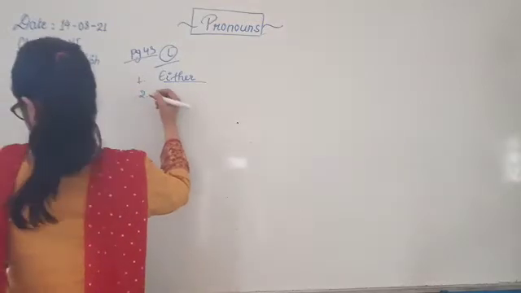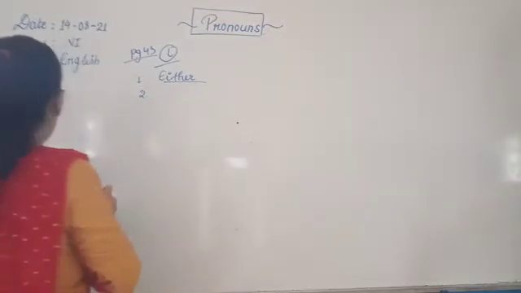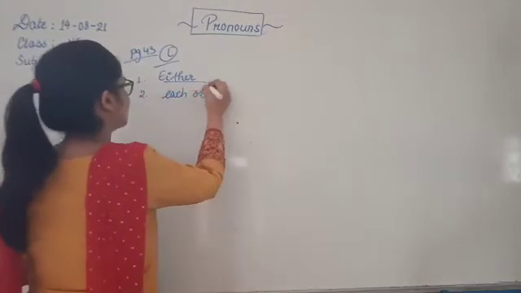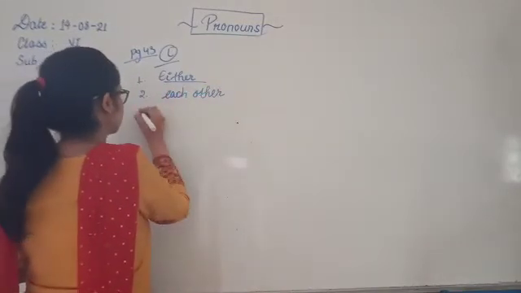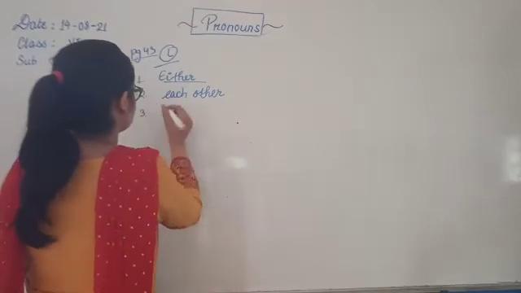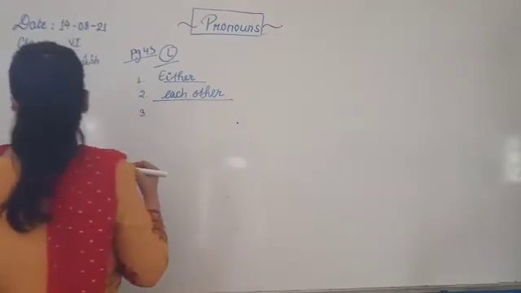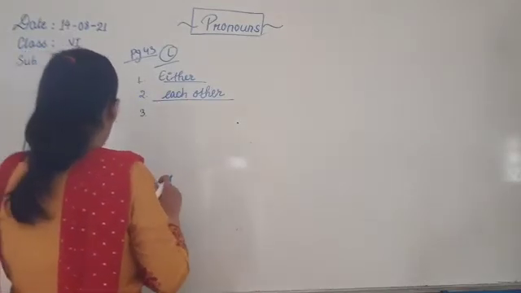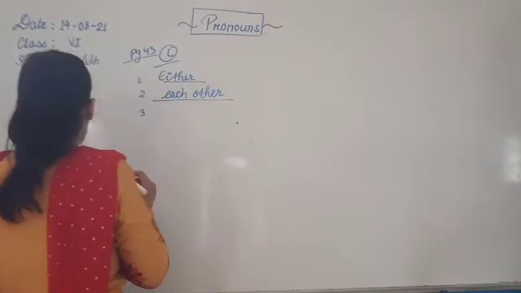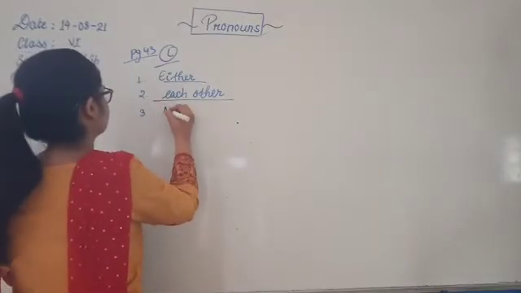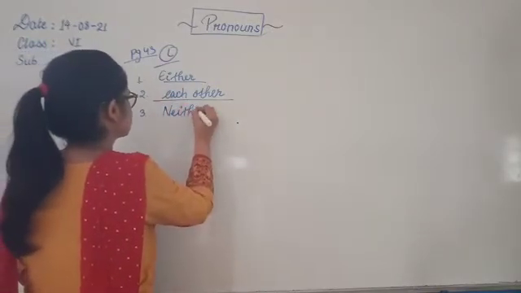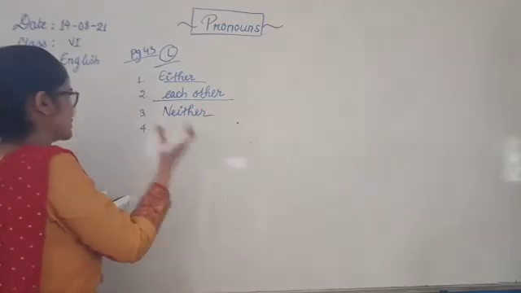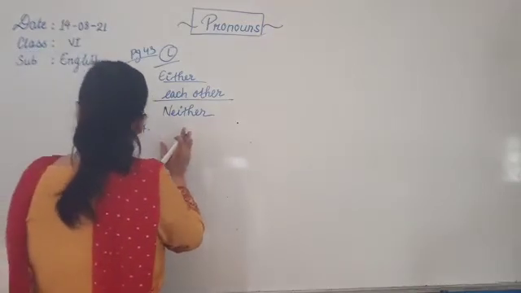Number 2, Rahul and Vivek, two people are being talked about here, each other. When I would have told about more than two people, we would have used one another. Dash of these boys stay in Delhi. We can write here neither. Neither of the two boys. I am talking about both the boys. I am talking about more than two boys. That's why I have used this one.